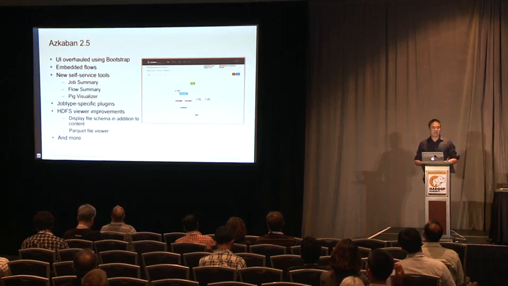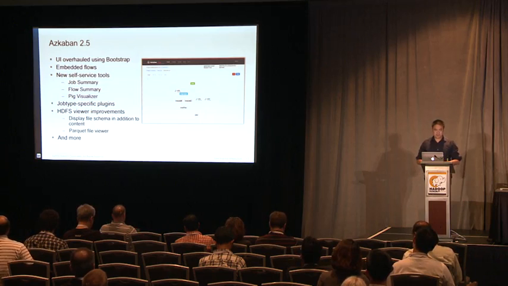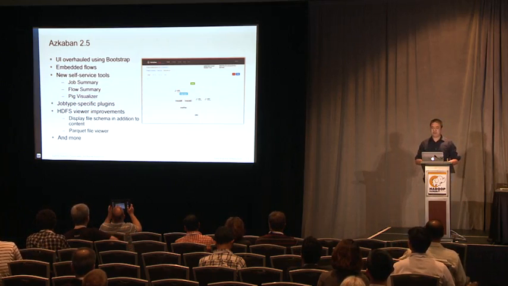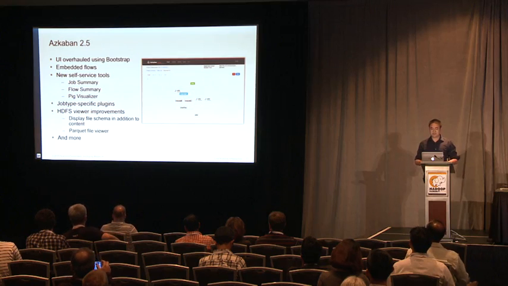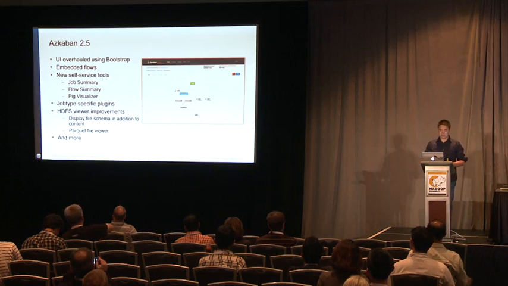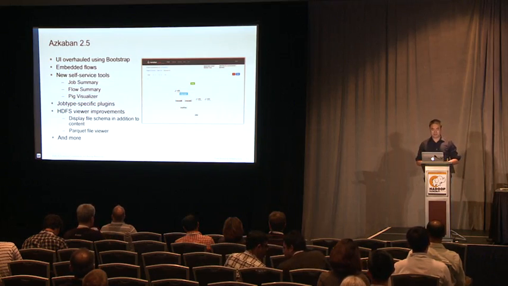We added more powerful workflow features like embedded flows. This is where you can embed and reuse flows as nodes within other flows. We also added a number of new self-service tools to help users better understand their flows and make it easier for them to debug and tune them. We added viewer plugins that were specific to job types, which means that you can build tools that are seamlessly integrated in the job details page that are specific for different job types. And we use this to build some of the self-service tools, which I'll talk about later.